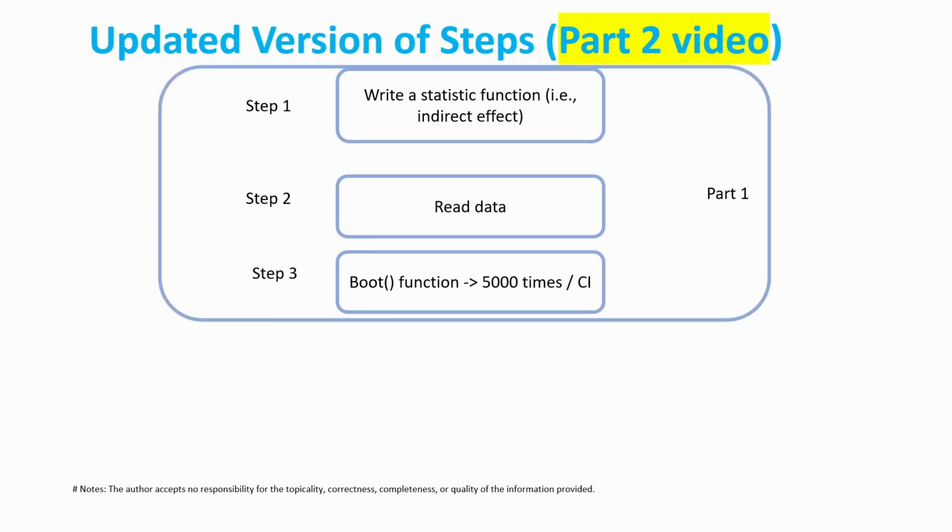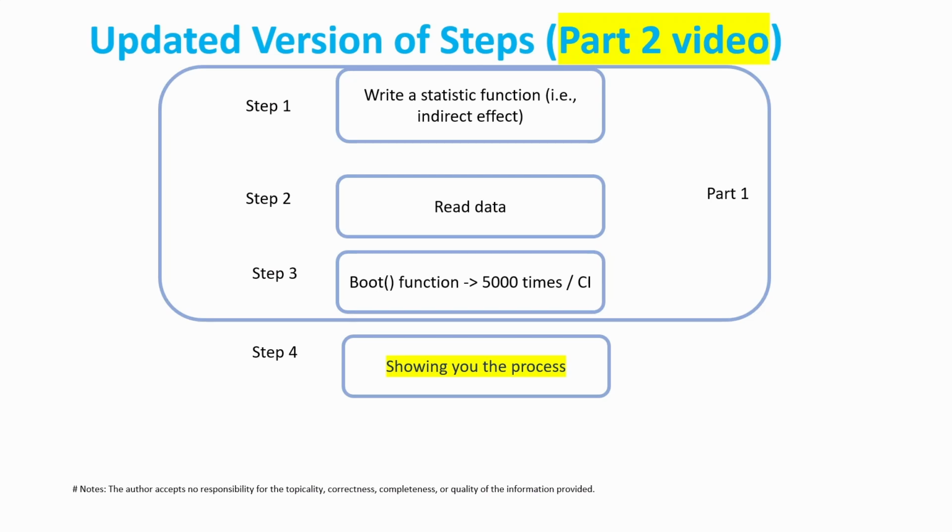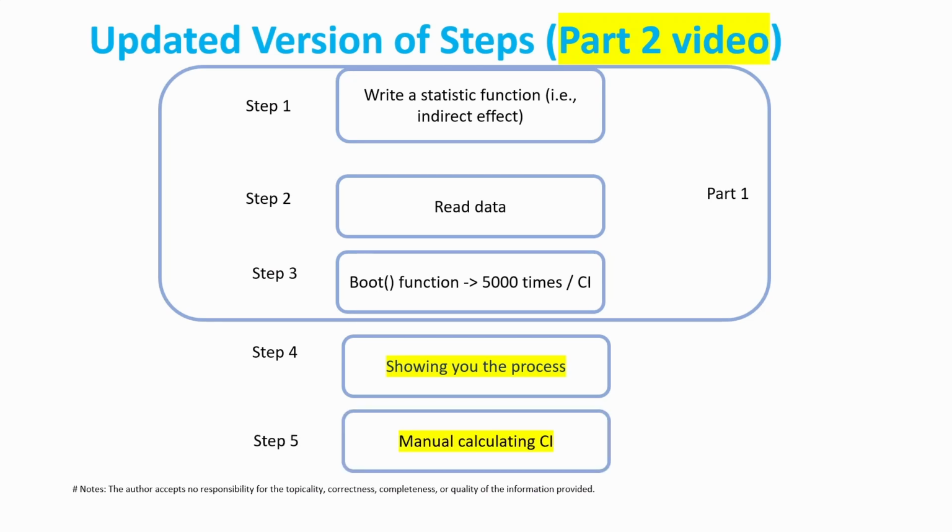The third step is that you use the boot function to do the 5,000 times bootstrapping, calculate 5,000 indirect effects, and then calculate the confidence interval. This is the part 1 video, and I'm going to put a link to it down below as well in case you cannot find it. In this tutorial, I'm going to show you the actual process, namely step 4, and also show you how you can manually calculate the confidence interval. So step 4 and step 5 are the focus of this part 2 video.